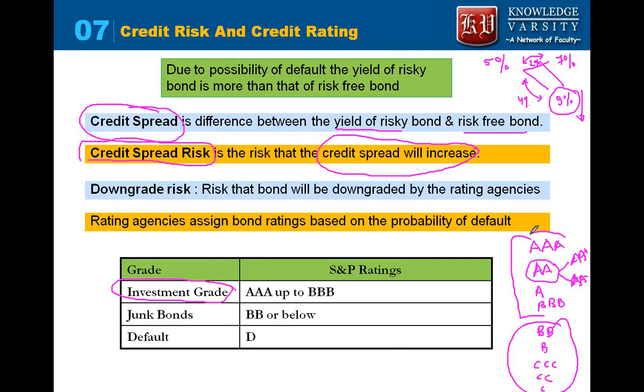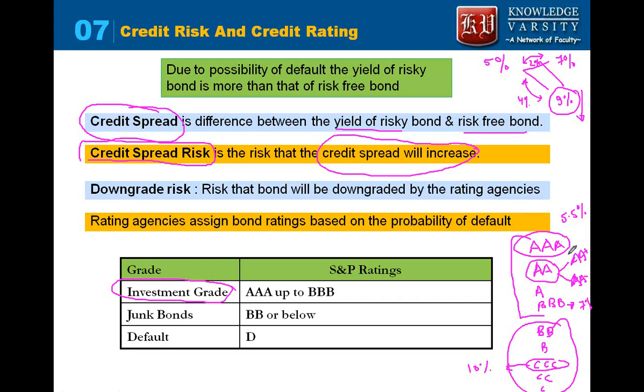So let's say the triple A bond yield is 5.5%, the yield of a triple B bond would be around 7%, and the yield of a triple C bond would be around 10%. So what is happening is, as the rating goes from triple A to triple B to triple C, the yield is increasing, or the credit spread is increasing.